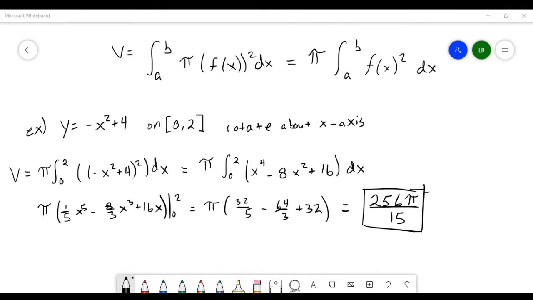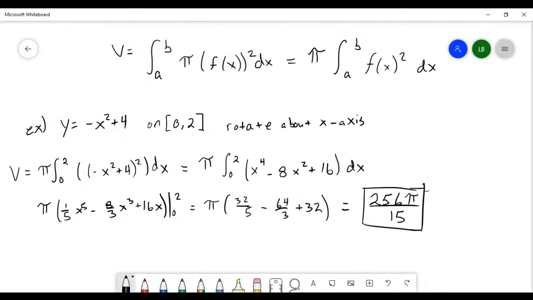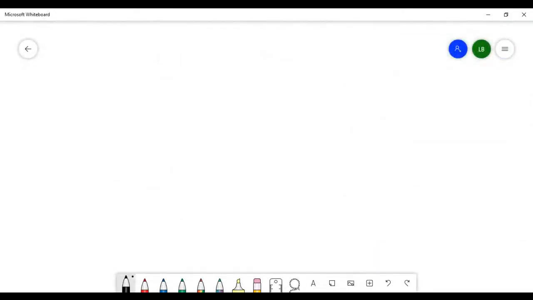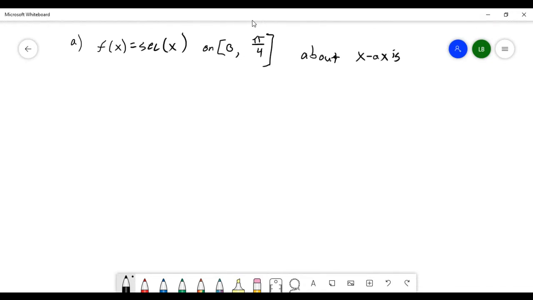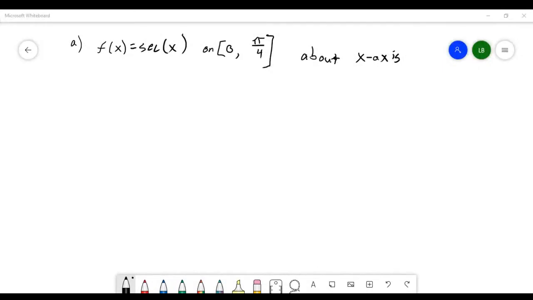In that case, I'll go ahead and give you guys a practice problem. Let's see. Go ahead and try rotating secant of x on the interval from 0 to pi over 4. That should be a bracket, about the x-axis. And good luck.